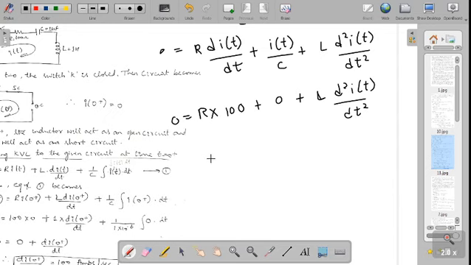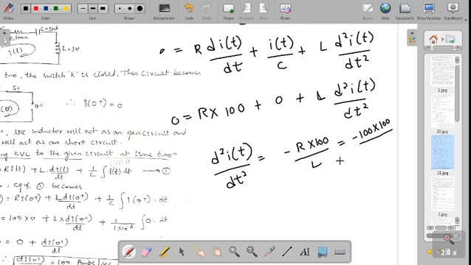Now d square I of t divided by dt square equals minus R into 100 divided by L. What is the value of resistance? It is given as 100, so it will be minus 100 into 100 divided by L, and L is 1. So that will be minus 10,000 amperes per second squared. This is your second derivative answer.